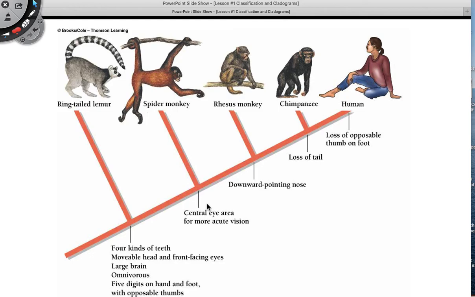Here we see another example of a cladogram, and we see ourselves here. Being on the far right of the cladogram shows that we just recently appeared on this planet, right? Our evolutionary history has not been as long as, for example, the ring-tailed lemur. We look at some derived characters here, and we see that we as humans have all of these. We have four kinds of teeth, a large brain, and we are omnivorous.